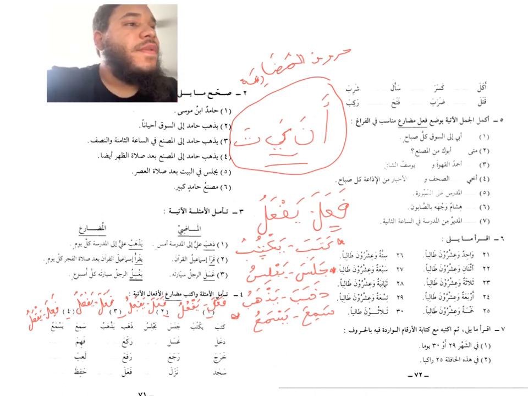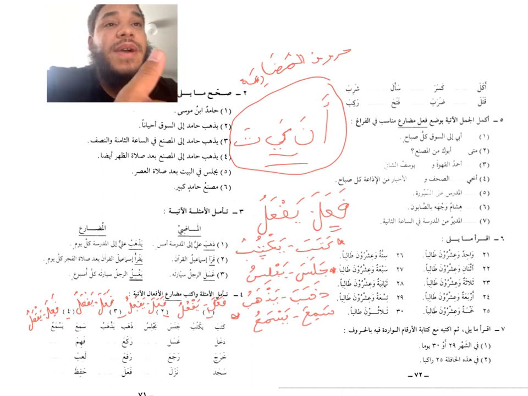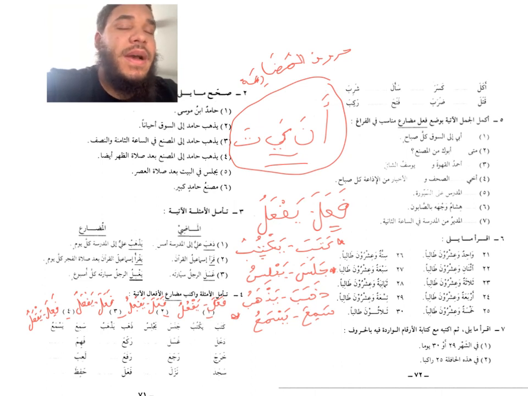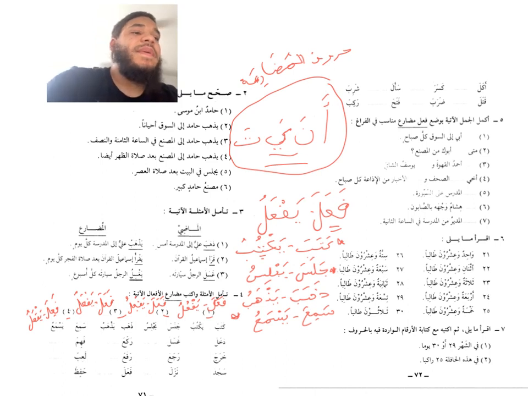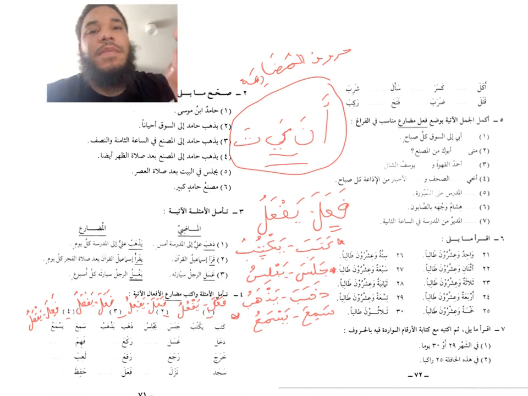Then we have التمرين الخامس أكمل الجملة الآتية بوضع فعل المضارع مناسب في الفراغ. Complete the following sentences, placing a suitable present tense verb in the empty spaces. Okay, so use the vocab that you learned of the verb so far. Especially use the vocab list. If you don't remember them right now, just have the vocab list accessible to you and choose a suitable present tense verb to complete these sentences. Ponder over the meaning, make sure you give it the best possible meaning, inshallah.